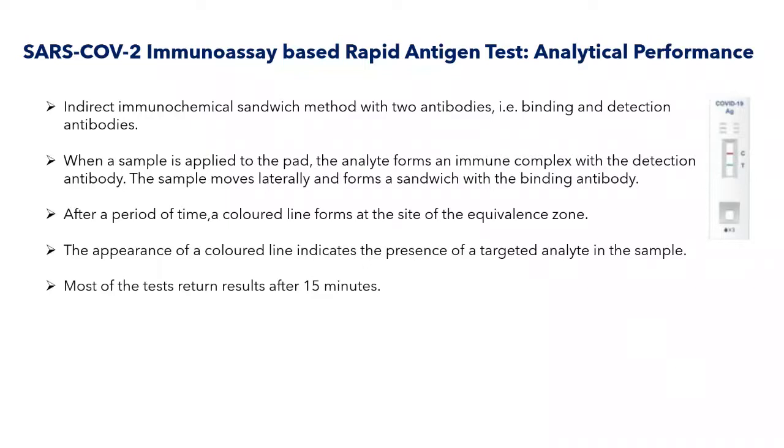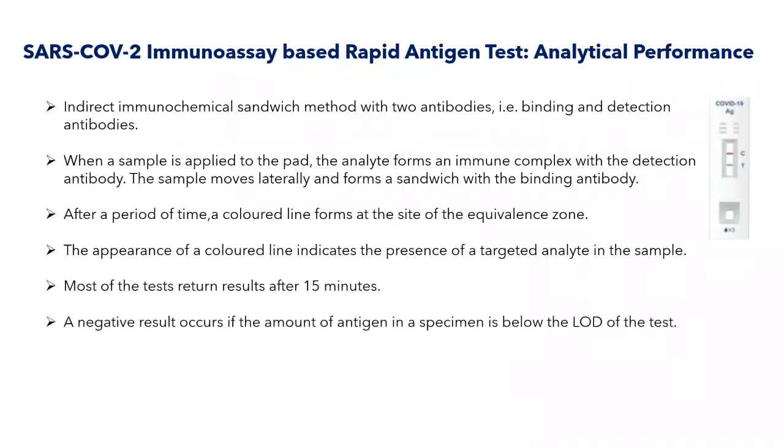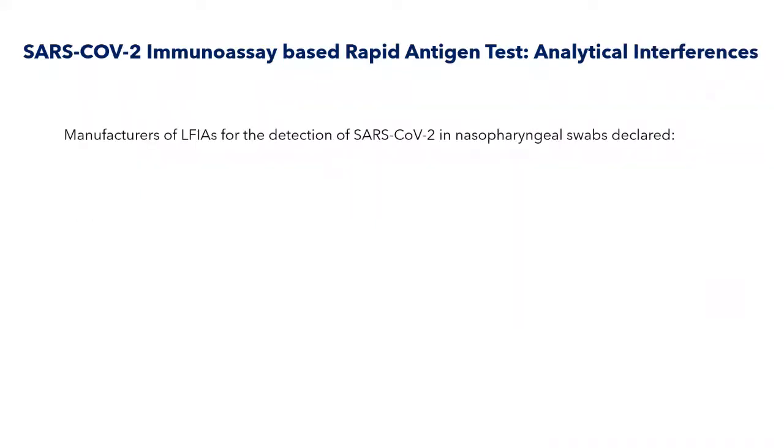Tests from different manufacturers have different test performance and therefore different reading times. Most of the tests return results after 15 minutes. A negative result occurs if the amount of antigen in a specimen is below the limit of detection of the test. So the limit of detection of a method can be defined as the smallest amount of a substance that can be detected with reasonable certainty by a given analytical procedure.